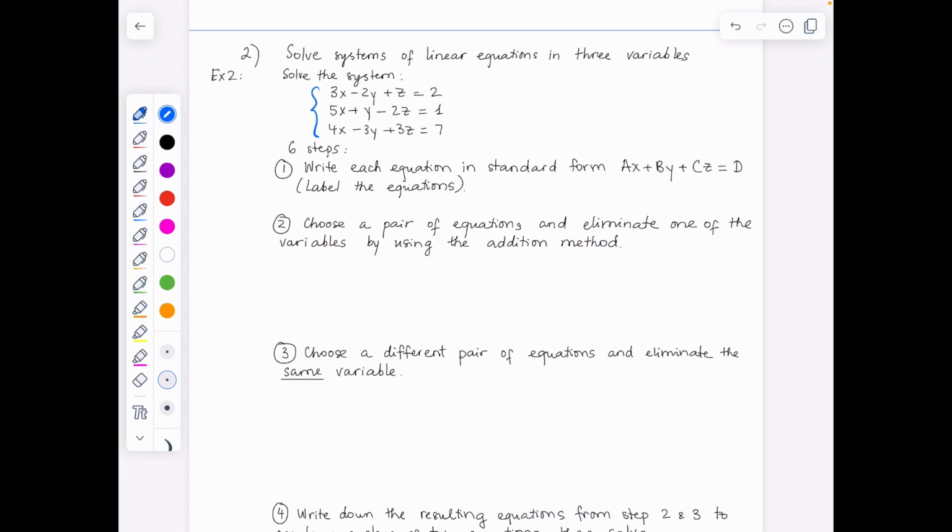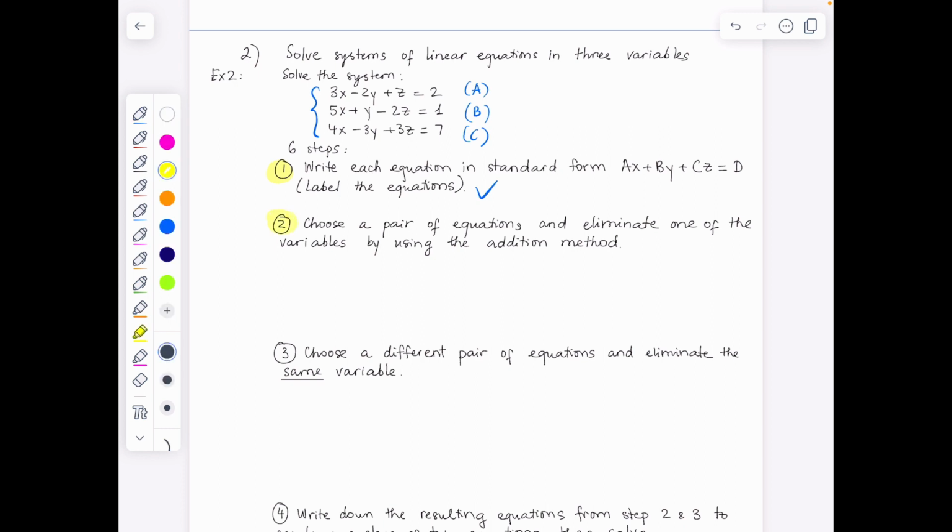Step 1, we want to make sure that each equation is in standard form, ax plus by plus cz is equal to d. So as I look at the 3 equations, I can see that all 3 equations are in standard form. Next, I want to label the equations. So let's label them A, B, and C. Okay, so check mark for step 1.